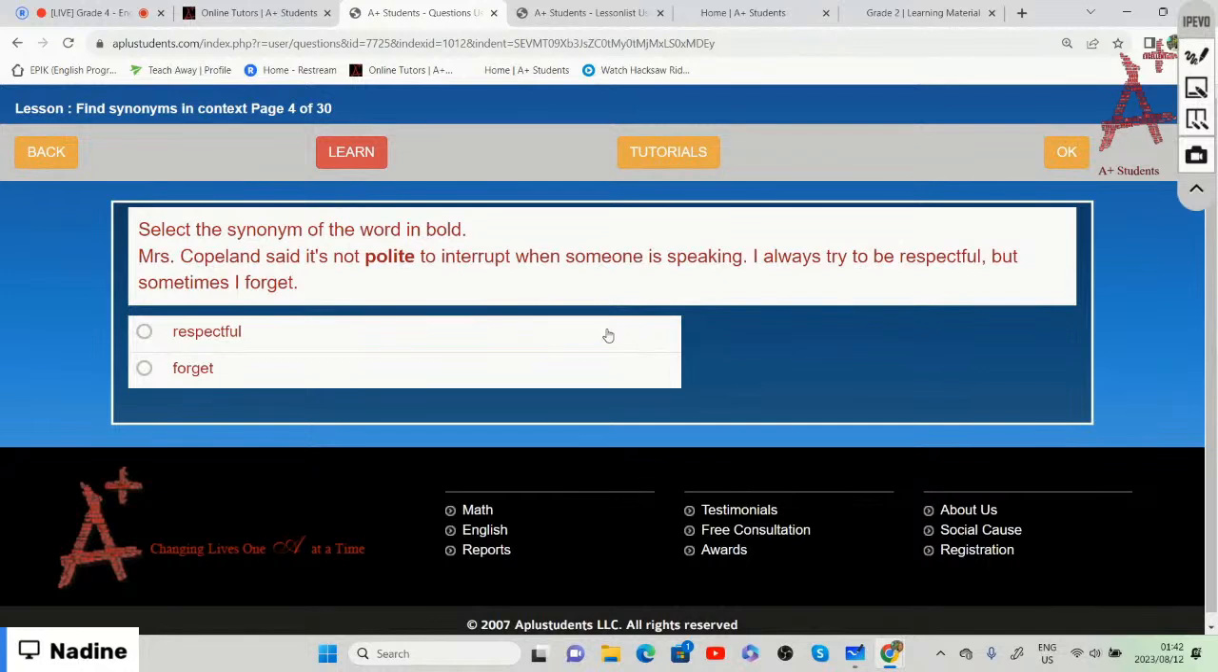Mrs. Copeland said it's not polite to interrupt when someone is speaking. So polite. I always try to be respectful, but I sometimes forget. So another word for polite, is it respectful or forget? All right, so another word for polite is being respectful, right?